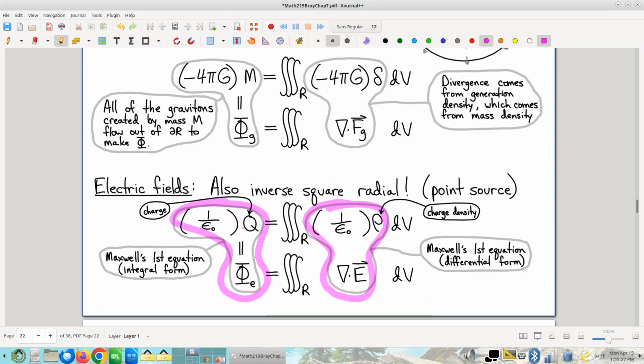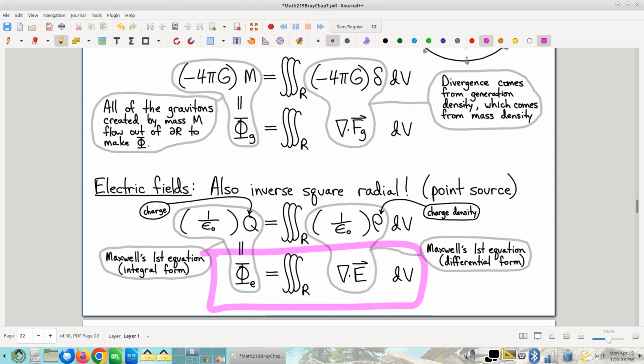about charge and divergence of the electric field and flux of the electric field, and the thing that connects them, again, is Gauss's divergence theorem. That's doing the real heavy lifting here.